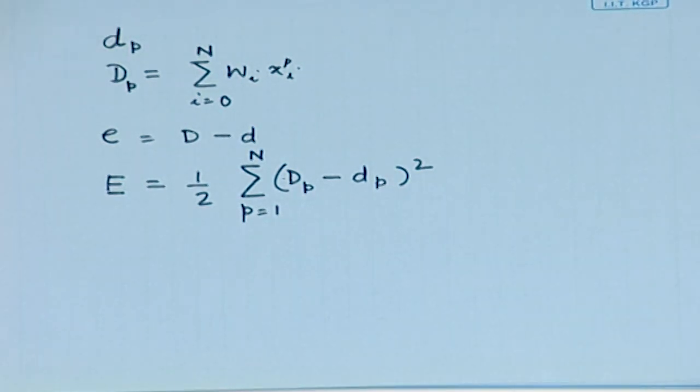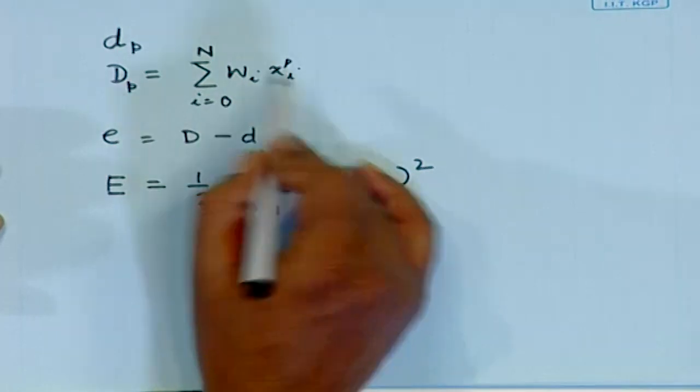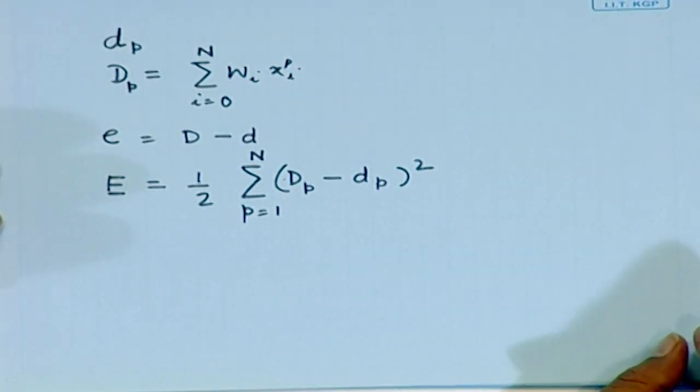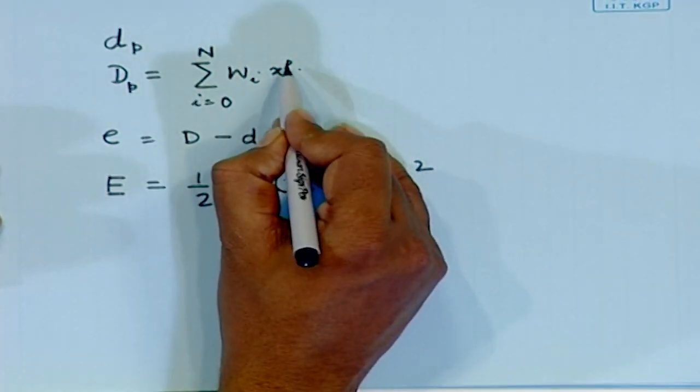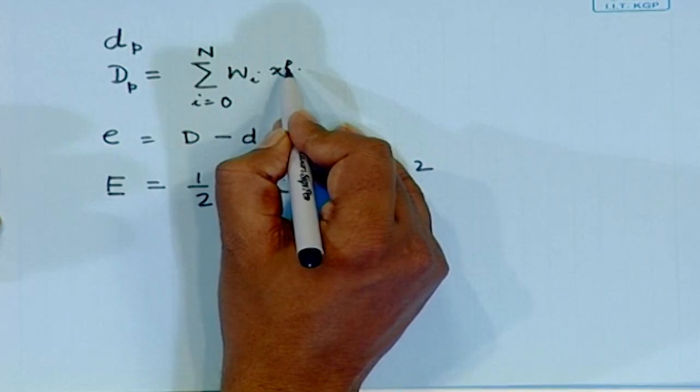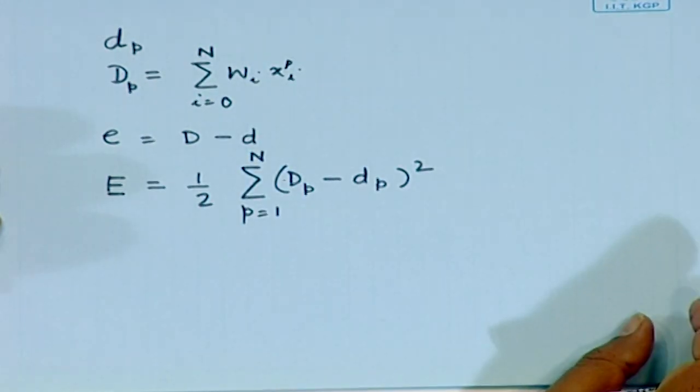If it is the pth sample, I can put it like this also. So, this is the ith component of the pth sample. You can put it like this. Okay.